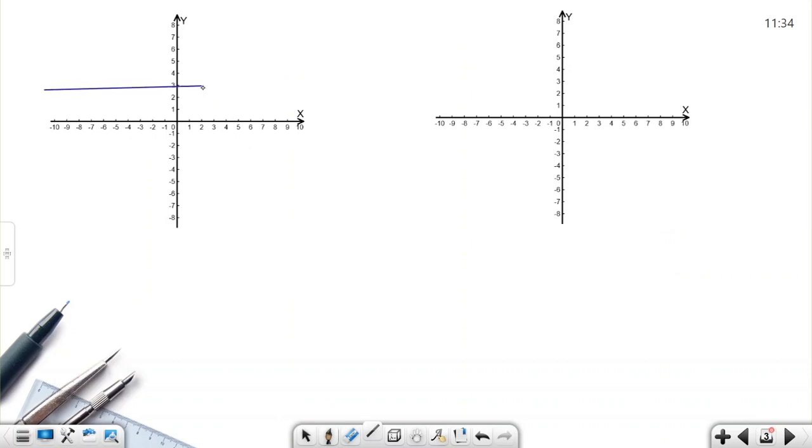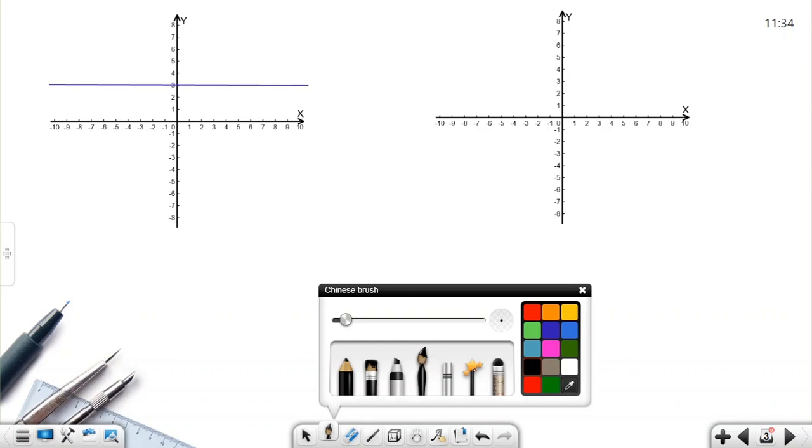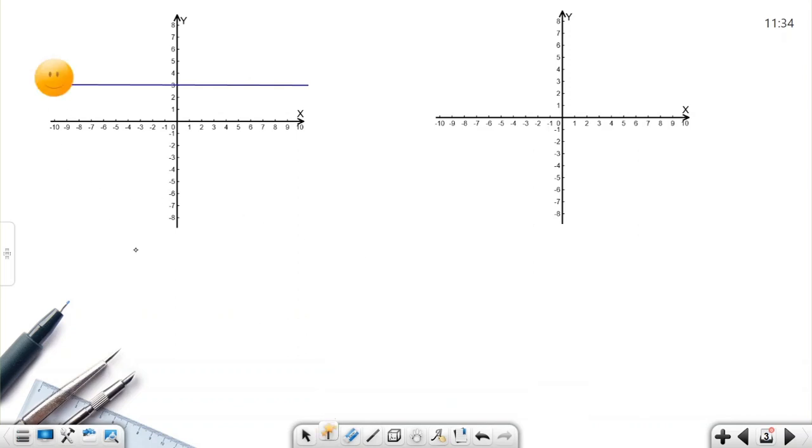Think about a line, let's draw a line here at 3. This line is parallel to the x-axis. If you walk from left to right, you change your x value, but y is all the time 3. So we call that a zero slope. There is no change.